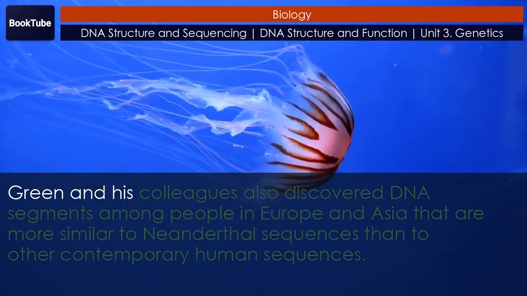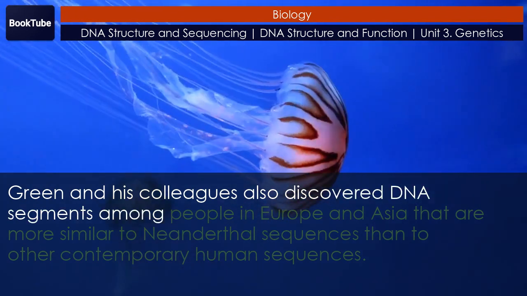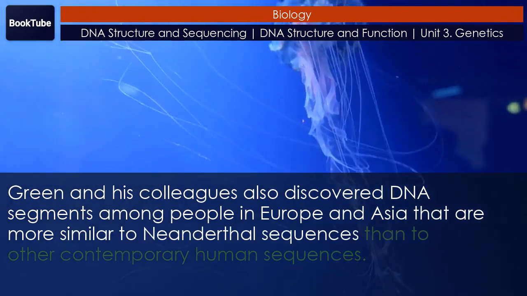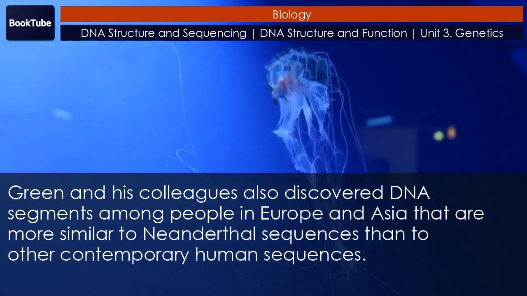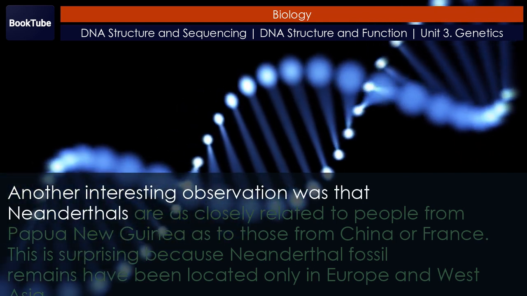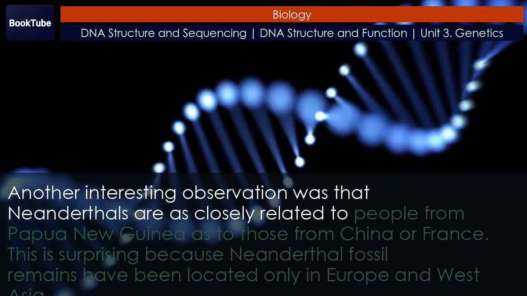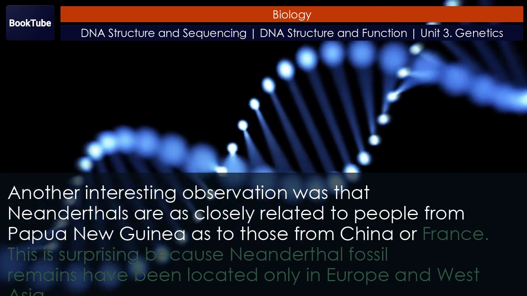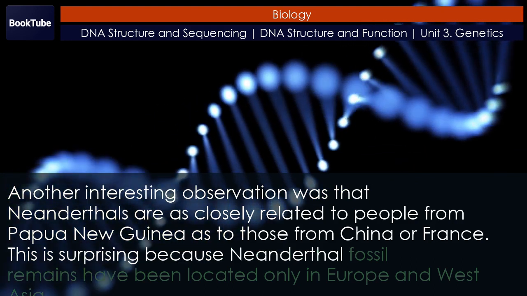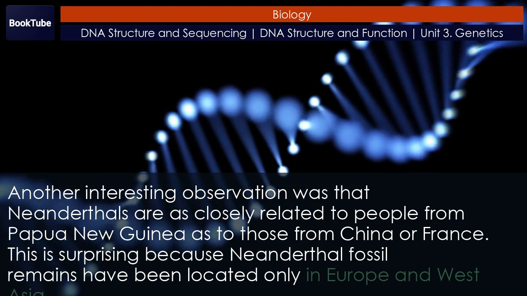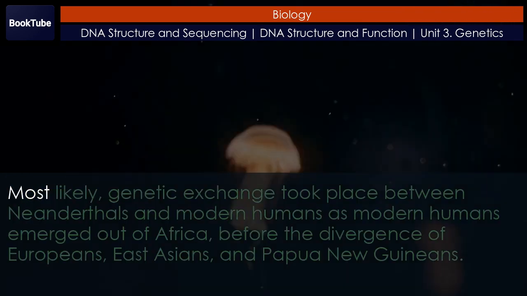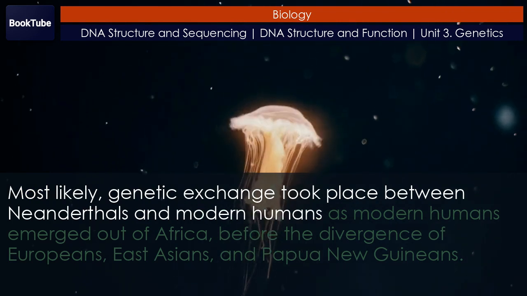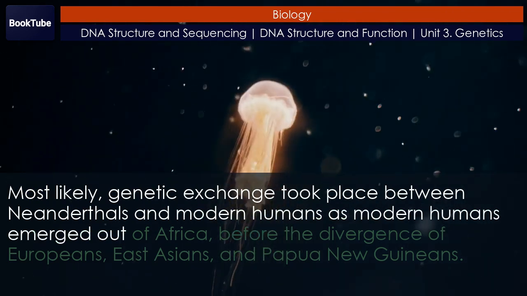Green and his colleagues also discovered DNA segments among people in Europe and Asia that are more similar to Neanderthal sequences than to other contemporary human sequences. Another interesting observation was that Neanderthals are as closely related to people from Papua New Guinea as to those from China or France. This is surprising because Neanderthal fossil remains have been located only in Europe and West Asia. Most likely, genetic exchange took place between Neanderthals and modern humans as modern humans emerged out of Africa.